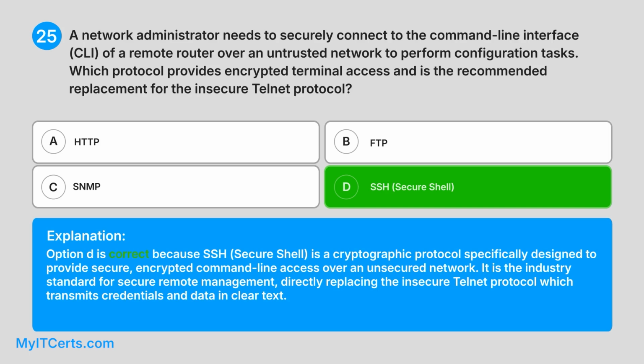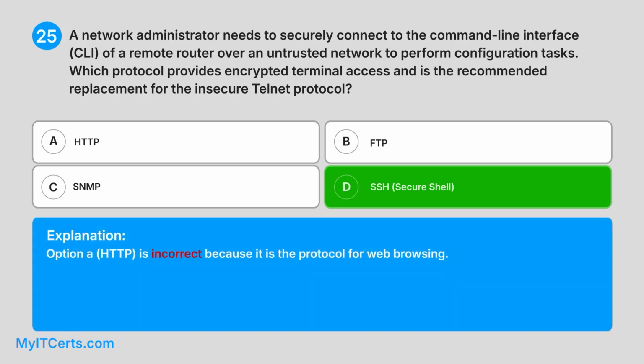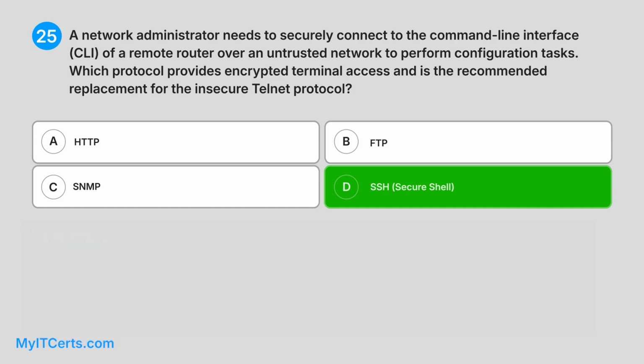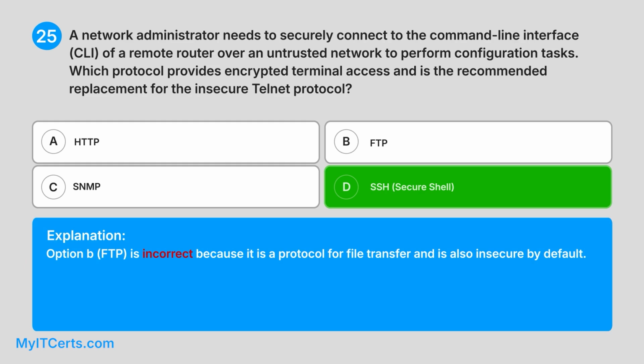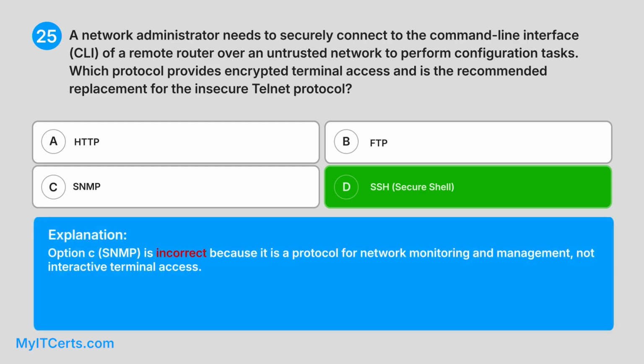It is the industry standard for secure remote management, directly replacing the insecure Telnet protocol, which transmits credentials and data in clear text. Option A, HTTP, is incorrect because it is the protocol for web browsing. Option B, FTP, is incorrect because it is a protocol for file transfer and is also insecure by default. Option C, SNMP, is incorrect because it is a protocol for network monitoring and management, not interactive terminal access.